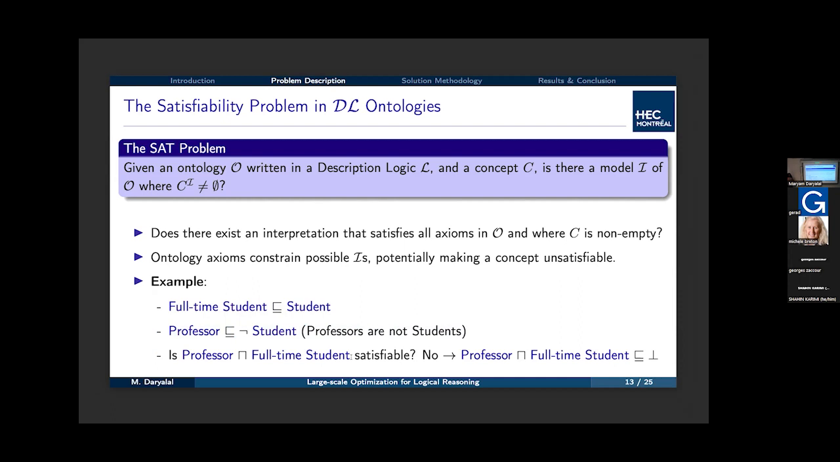A lot of things don't make sense if a concept in my ontology is empty. So no, if I have these two axioms there and I use this third one as a concept, then this ontology is not satisfiable. That's the question that we want to answer. We want to see whether all of the concepts in our ontology make sense, and there is no conflict between the axioms that we have in our ontology.